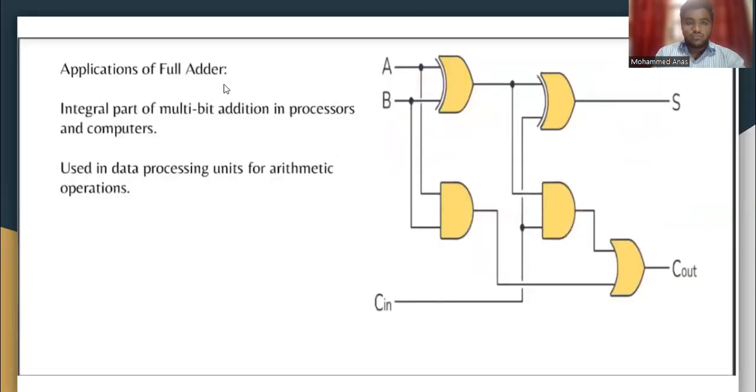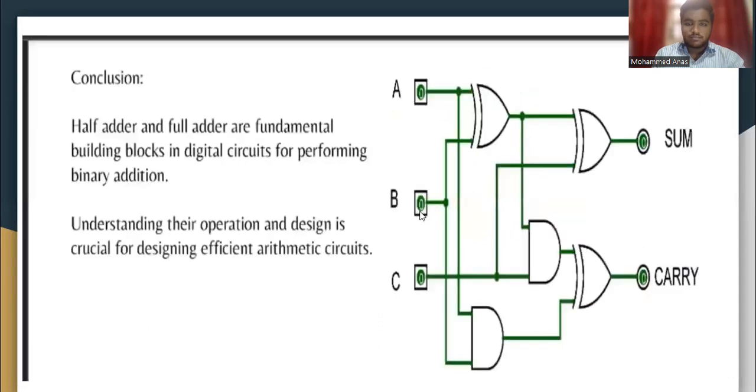Now, applications of full adder: an integral part of multi-bit addition processes in computers, used in data processing units for arithmetic operations. This is the logic gate diagram of full adder.